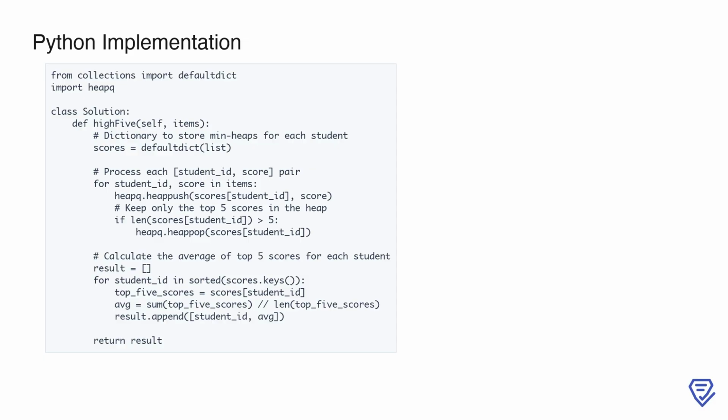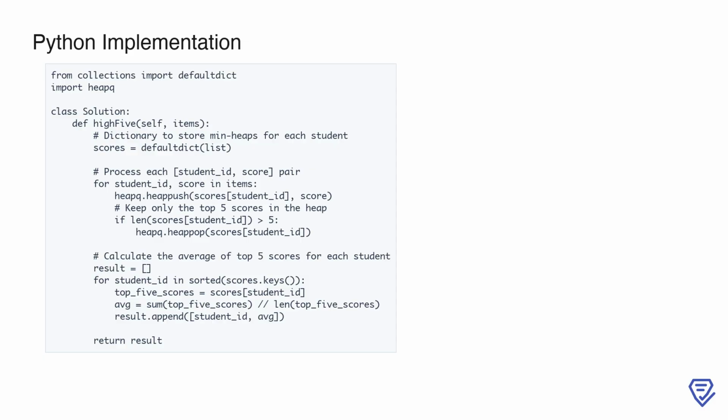Let's break it down step by step. 1. Imports and setup. The defaultdict from collections is used to store scores for each student in a way that automatically initializes an empty list for new student IDs. The heapq module is employed to maintain a min-heap, which helps efficiently manage the top 5 scores.